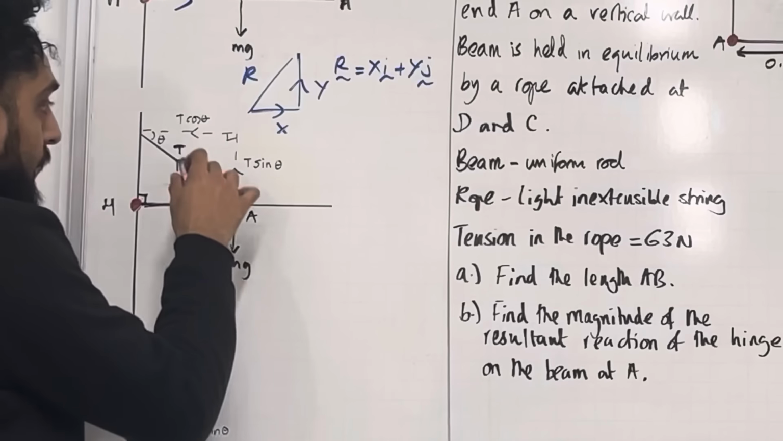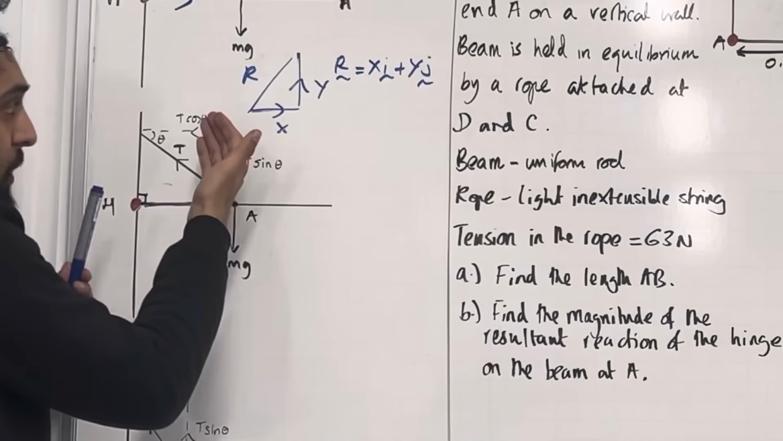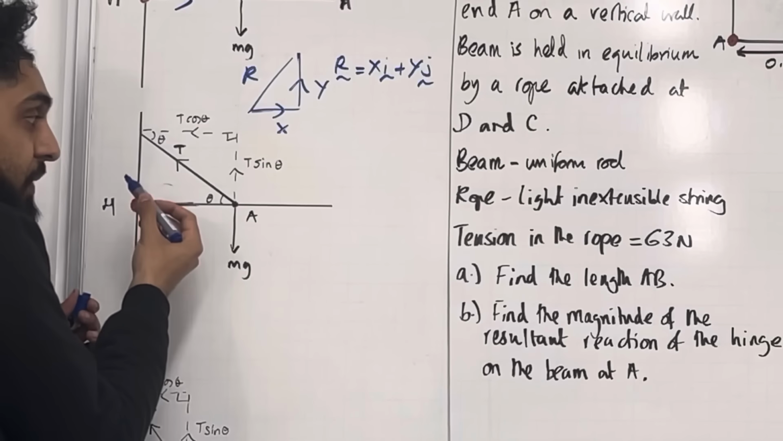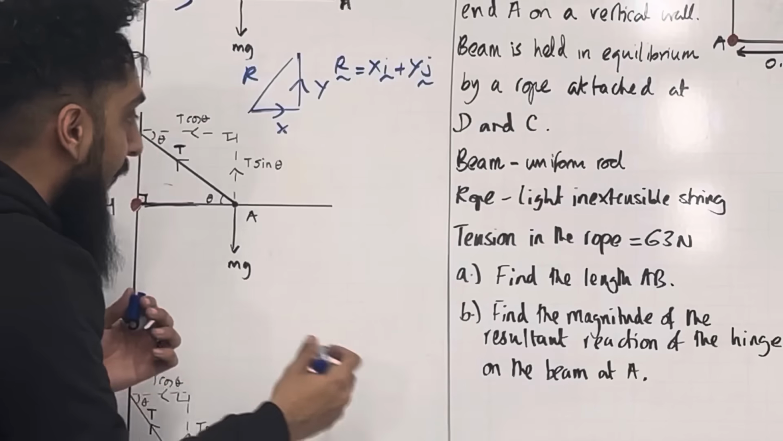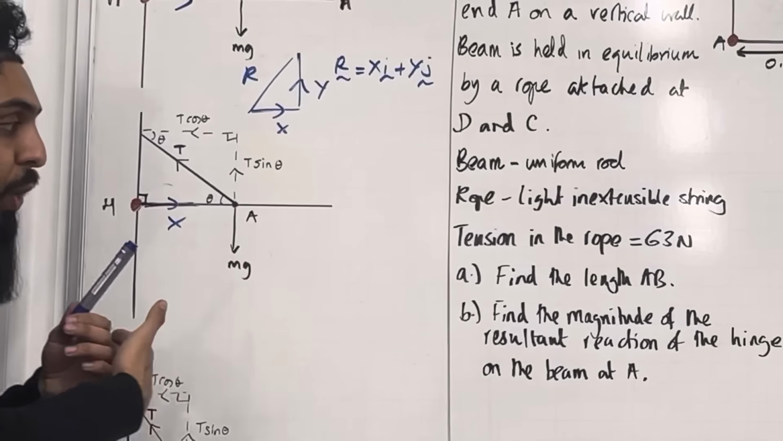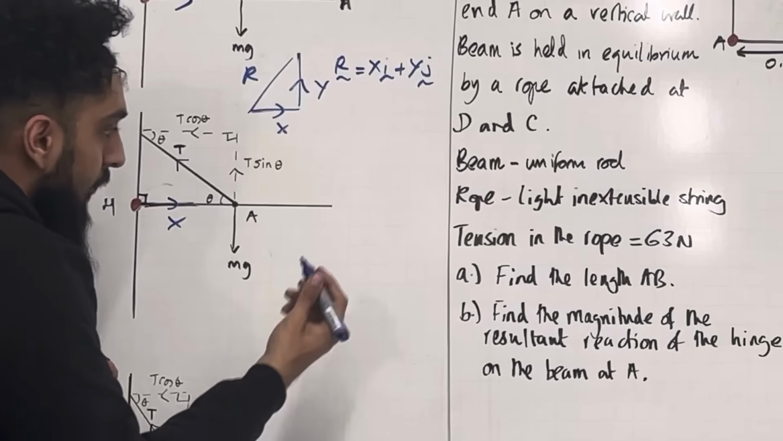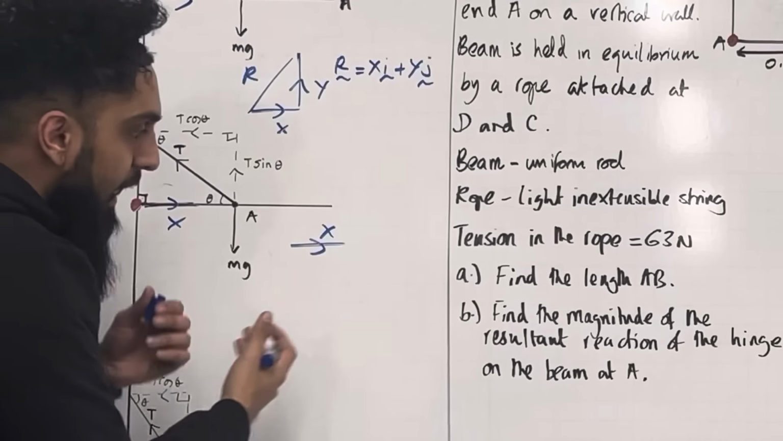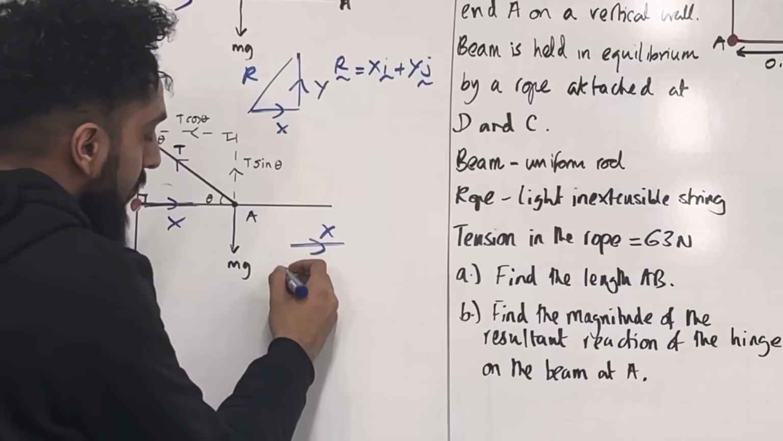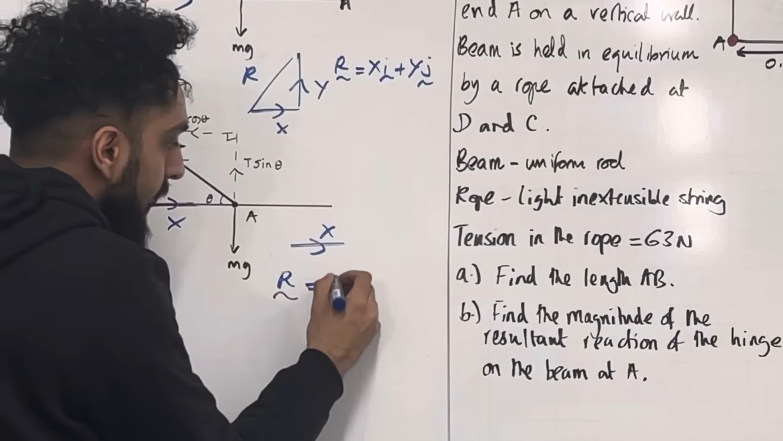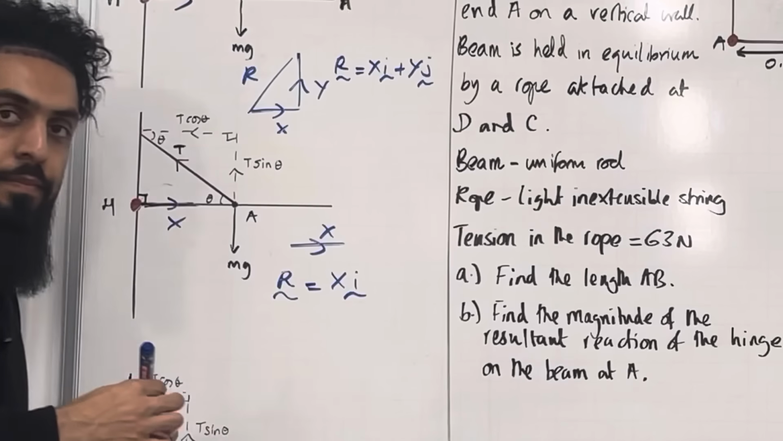Right, for the tension force, the horizontal component is acting to the left. And so, the horizontal component of the reaction force released by the hinge on the beam has to act to the right. We can call it X, to maintain equilibrium horizontally. So we have the following. Okay, that there is my diagram. The resultant force R can be written as a vector. It will just equal Xi.